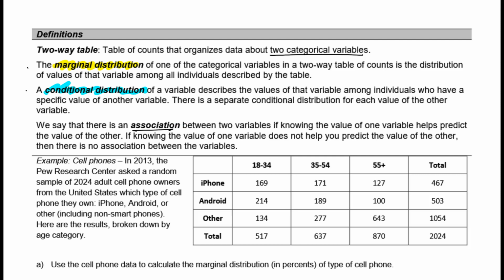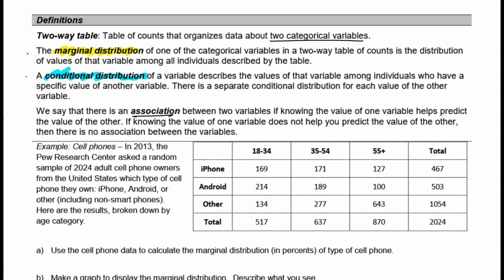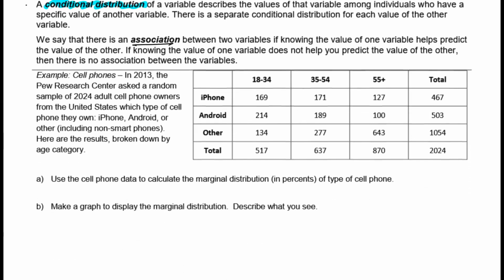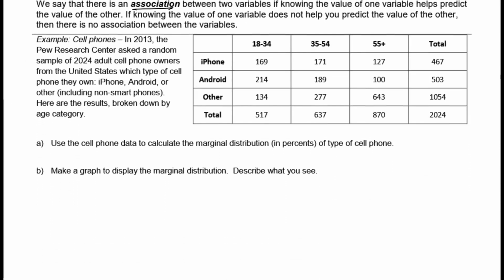First example, cell phones. In 2013, the Pew Research Center asked a random sample of 2024 adult cell phone users from the United States which type of cell phone they own: an iPhone, an Android, or something other, which includes non-smartphones. Here are the results broken down by age category.